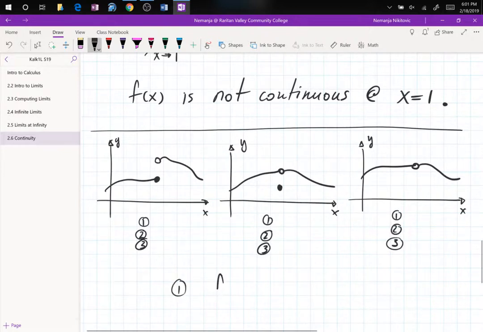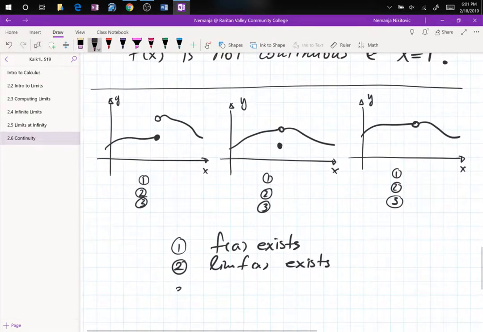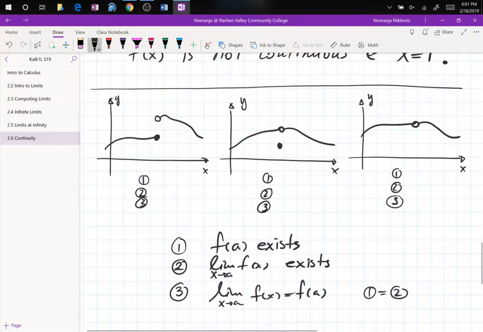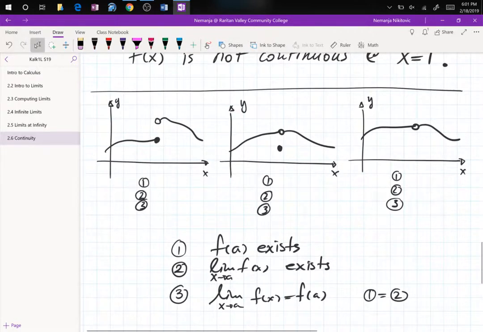Remember that number 1 is f of a exists. Number 2 is that the limit of f of x exists. And number 3, limit as x goes to a of f of x is f of a, essentially saying 1 is the same as 2. So these are the 3 rules, and in this order, 1, 2, 3. So now, tell me for the first one, what fails on the first one? We start with f of a. Do we have f of a?